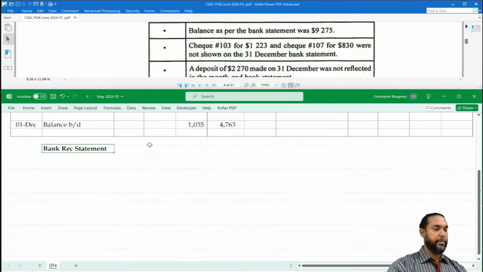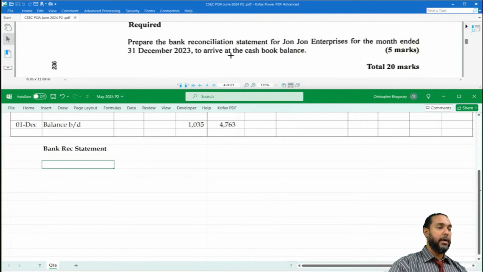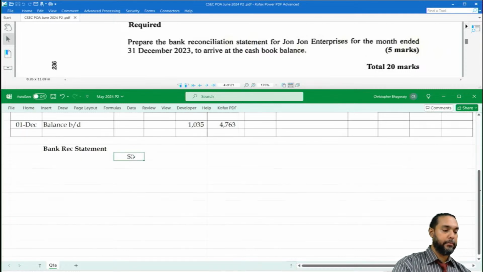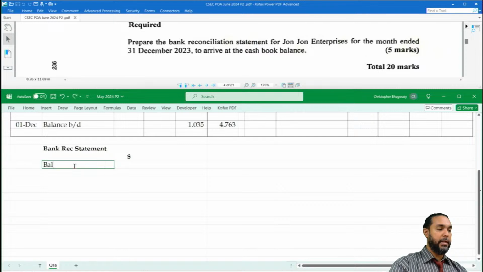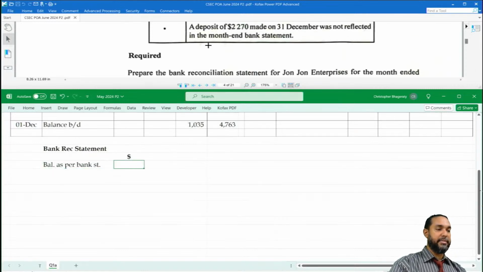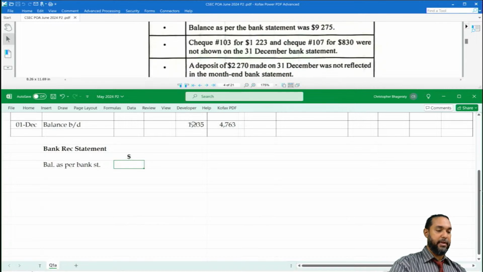statement. So they didn't tell you how to do it, because you could either start with the bank statement balance, which to me is the more logical and intuitive way to do it, or with the cash book balance, which is a backwards way, which is perfectly fine, just not as simple. All right. So balance as per bank statement. The balance in the bank statement is currently 9275, right? 9275.